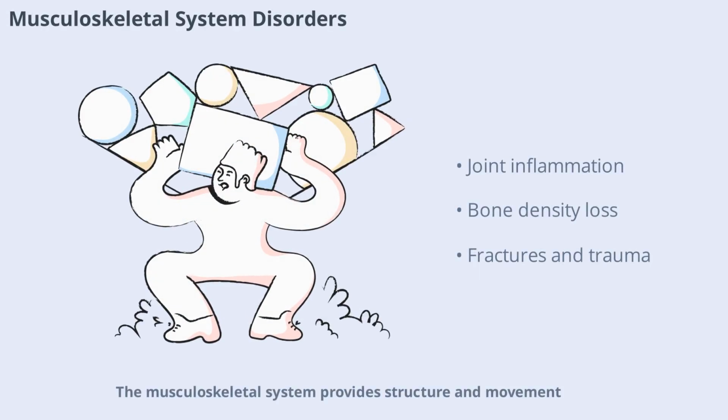The musculoskeletal system provides structure and movement. Pathophysiological processes like inflammation, degeneration, and trauma can lead to conditions such as arthritis, osteoporosis, and fractures. Arthritis involves joint inflammation, osteoporosis is the loss of bone density, and fractures are breaks in the bone. Each condition affects mobility and quality of life in different ways. Understanding these processes helps in prevention and rehabilitation.